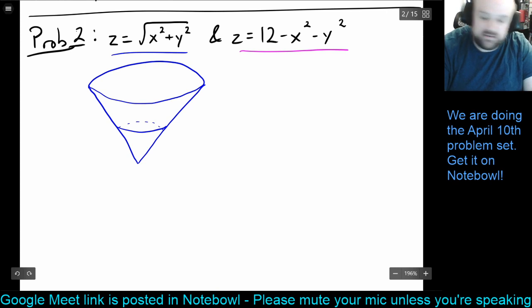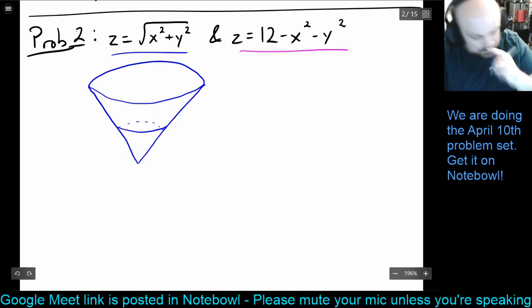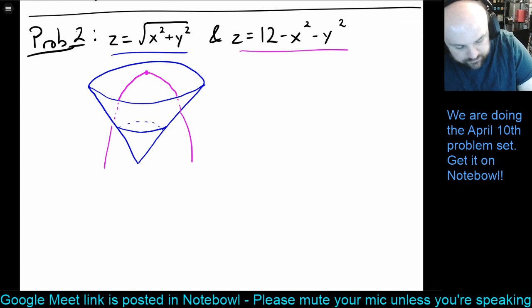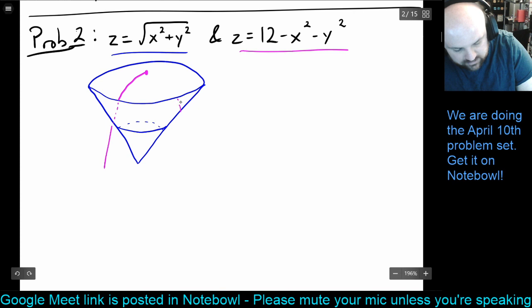Okay. So there's our cone. The paraboloid is going to start up here somewhere, and it's going to go down. Right, and the important... it was just a bad drawing. Right, so we want to look for where this paraboloid hits the cone.